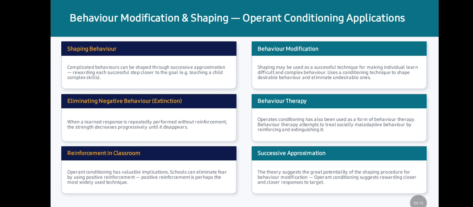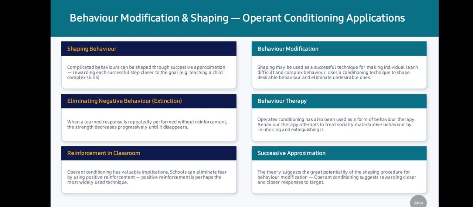We'll go to behavioral modification and shaping, operant conditioning applications. Shaping behavior: complicated behaviors can be shaped through successive approximation, rewarding each successful step closer to the goal. An example is teaching a child complex skills. Behavioral modification: shaping may be used as a successful technique for making individuals learn difficult and complex behavior. It uses a conditioning technique to shape desirable behavior and eliminate undesirable ones.